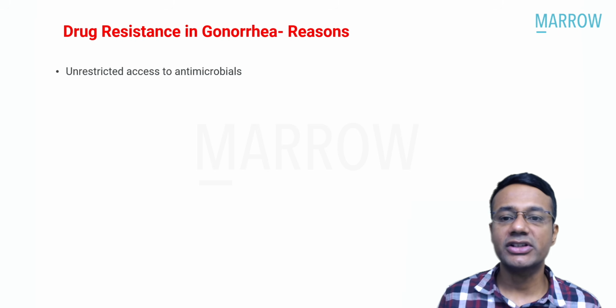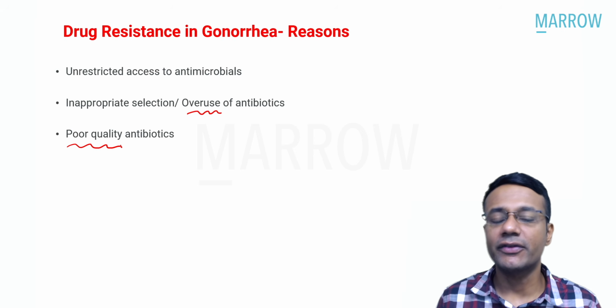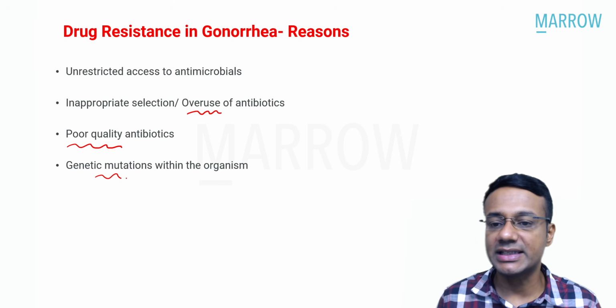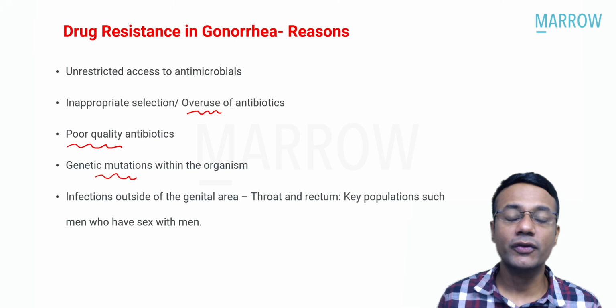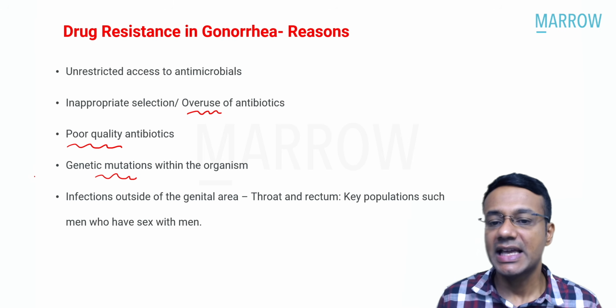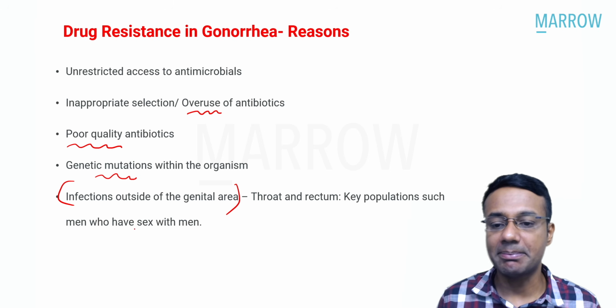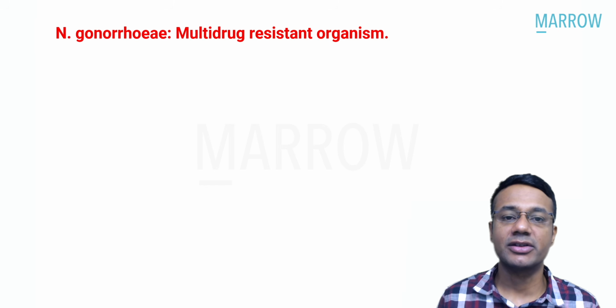Number one, due to unrestricted access to antimicrobials. Number two, many times in many countries, there may be inappropriate selection or overusage of the antibiotics. Third is quality of antibiotics may be poor. Fourthly, the organism Neisseria gonorrhoeae is known for genetic mutations. And lastly, in terms of gonorrhea, we can also have oropharyngeal gonorrhea and rectal gonorrhea. That means infections are known to occur outside the genital tract, especially in men who have sex with men. So these are different factors which contribute to drug resistance in gonorrhea.